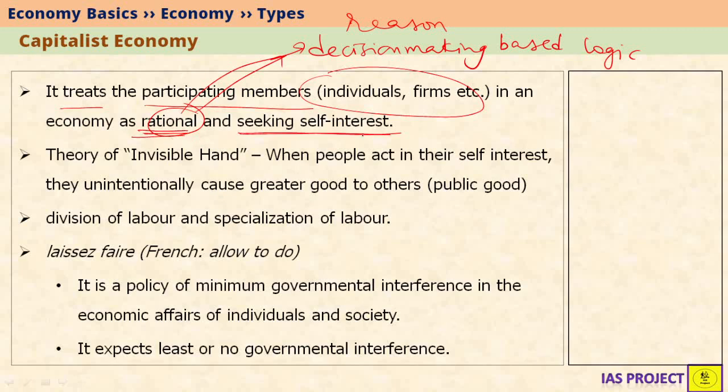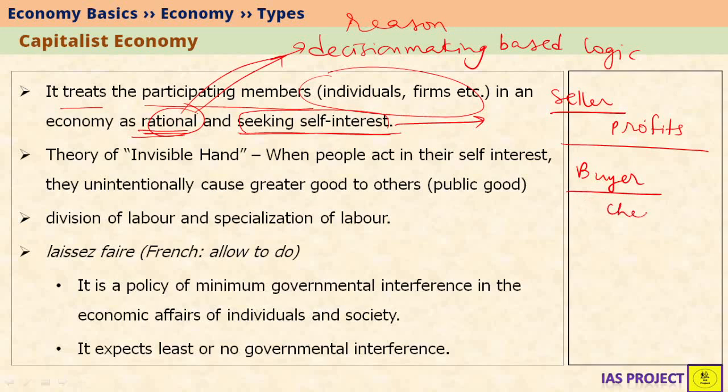Also, they seek self-interest. Let us understand these two aspects with an example. If there is a seller, his most important objective, if he is thinking rationally, is to get more profits. So he will do all the cost cutting required so that he can get the most profit. If we look at a buyer, if he is thinking rationally, his most important priority would be to get the items at the cheapest rate possible without compromising on quality.